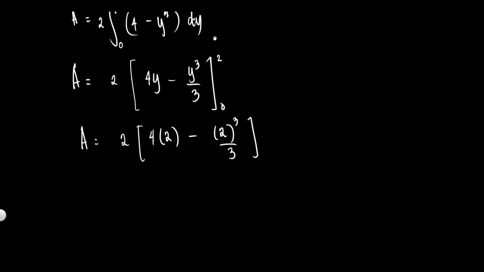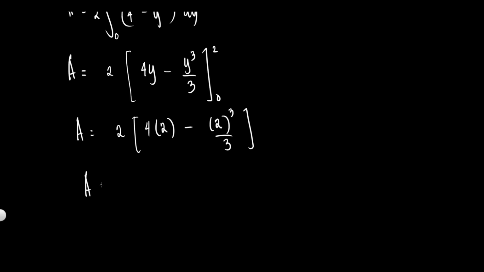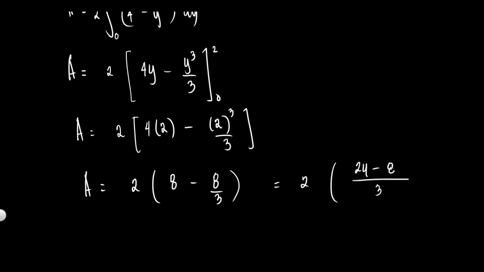Tama? Okay. Simplify. So, we have A is equal to 2 times 8 minus 2 times 2, then, times 2. Ilan yun? 8 din, no? 8 over 3. There. So, we have here 2 times, so 3. So, we have 24 minus 8. So, we have 2 times, ilan to? 24 minus 8, 16. Okay, so the area is equal to 32 over 3 square units.